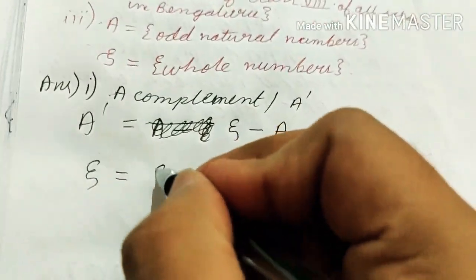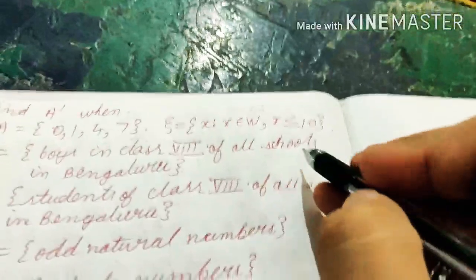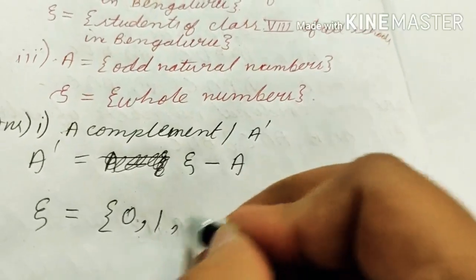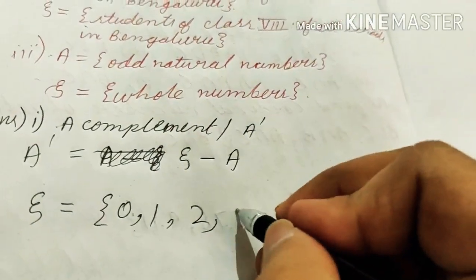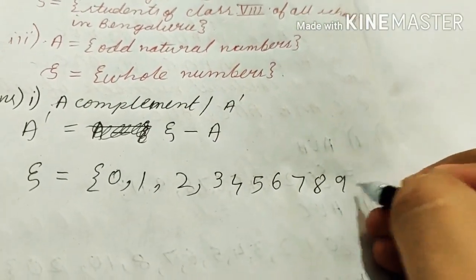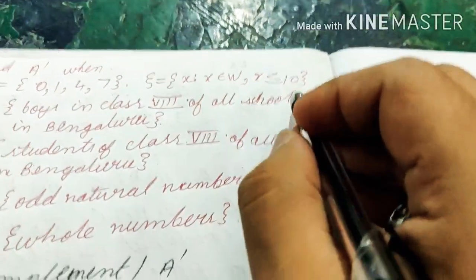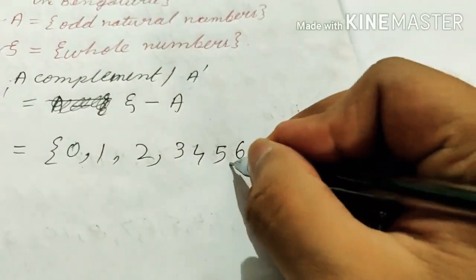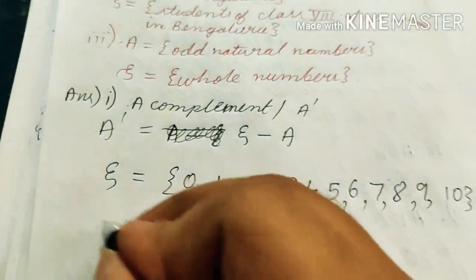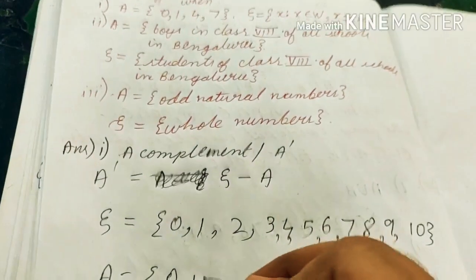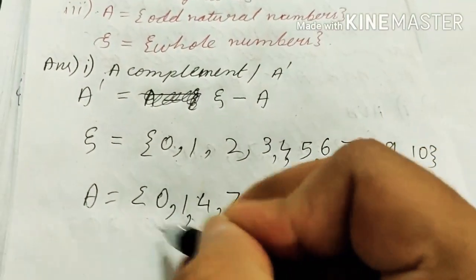A whole number starts with 0. Is 0 less than 10? Yes. So 0, then 1, then 2 are numbers that are less than 10. 3, 4, 5, 6, 7, 8, 9. It says less than or equal to 10, that is, we have to take 10 also. So we will take 10 also here. So this is our universal set and our A set is given as 0, 1, 4 and 7.